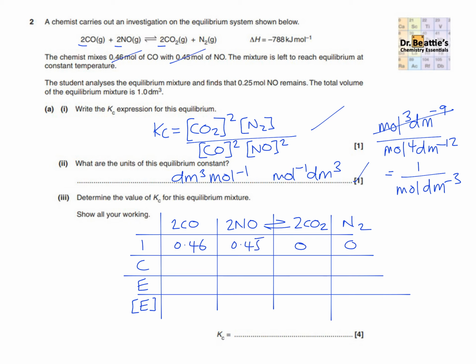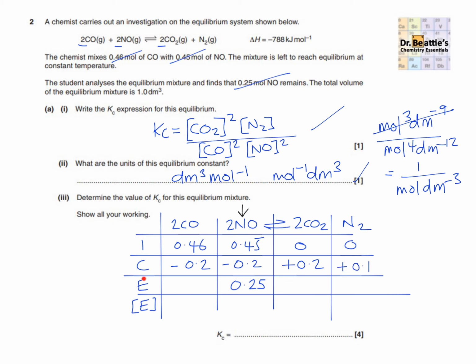We fill out our initial row, fill out our equilibrium. This column is our change, so we're just going to work out the change for that. As it's a 2-to-2 ratio, change in this is also going to be minus 0.2. On the product side, it's a 2-to-2 ratio here, so it's plus 0.2. And here, nitrogen monoxide to nitrogen is 2-to-1. So you'd have to divide that by 2 to get the ratio right, so it's going to be plus 0.1.